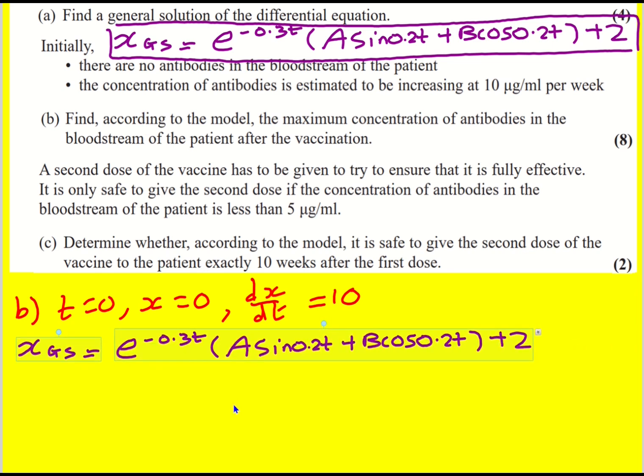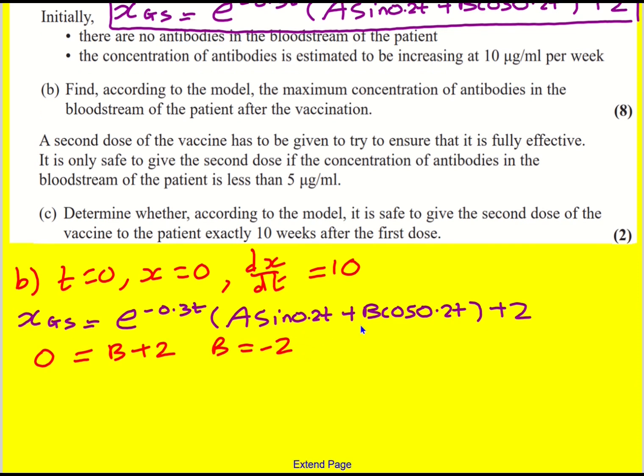We've got a general solution. Right, let's sub in t equals 0. So we'll get 0 equals e to the 0 is just 1, and sine of 0 is 0, and cos of 0 is 1. So we will get 0 equals b plus 2. b is minus 2. Now I'm going to differentiate. I've got to use the product rule here. If I differentiate the first function, I'll get minus 0.3 e to the minus 0.3t times all of this stuff.